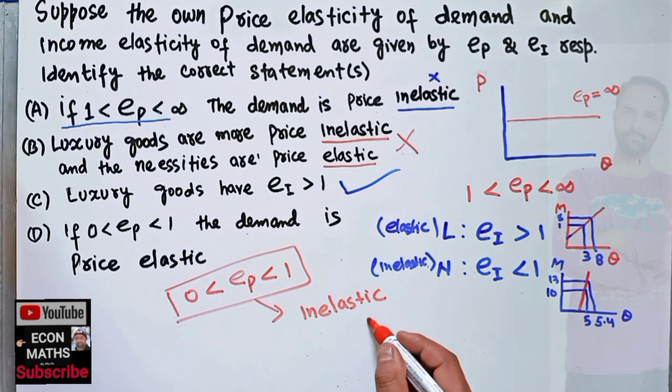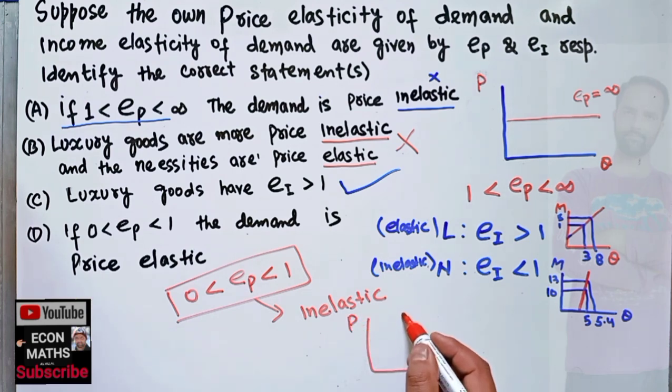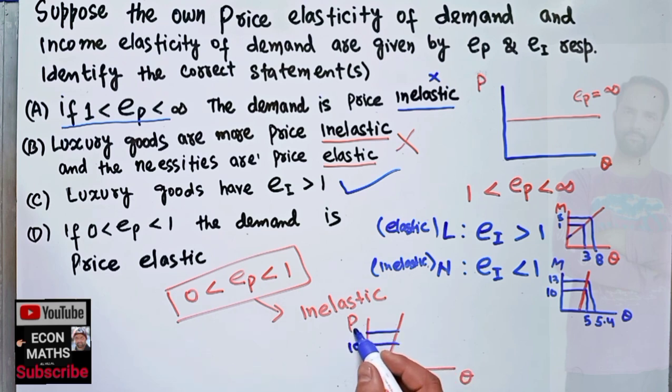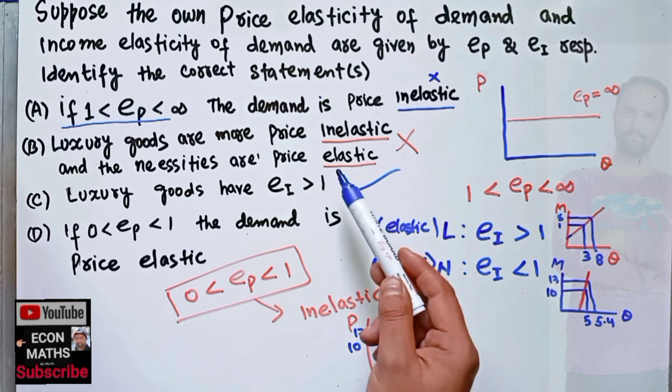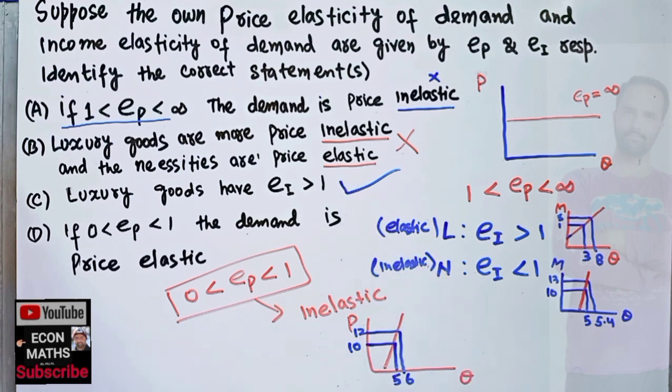So this will look like this. We have quantity and price on this side, so we will have this kind of demand function. Okay, that means when price increases from, let us say, 10 to 12, quantity demanded will change from, let us say, 5 to 6. There will be less change in quantity demanded compared to the change in price. So I guess option C should be correct.